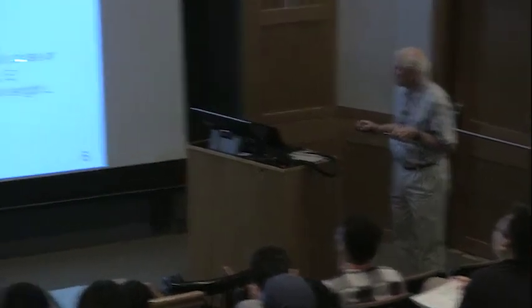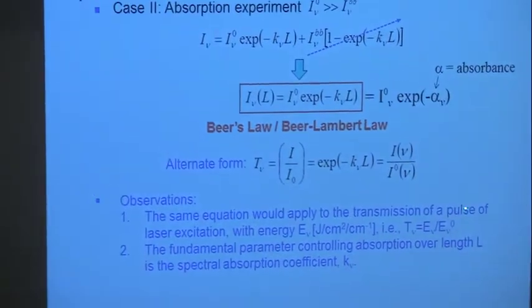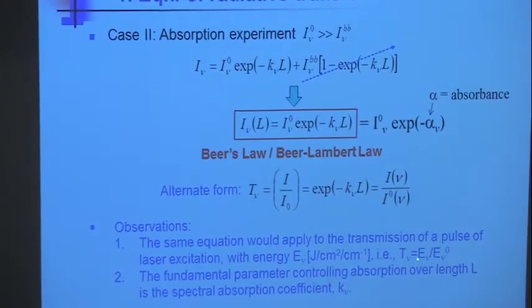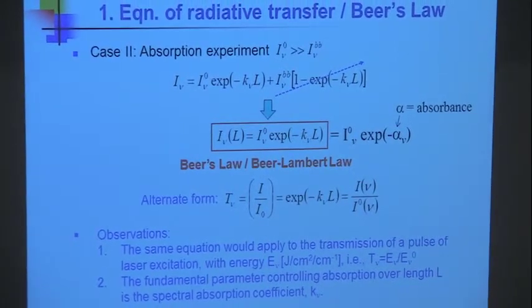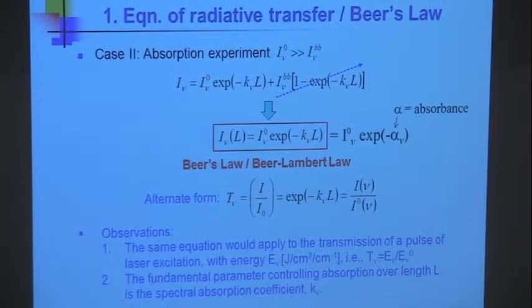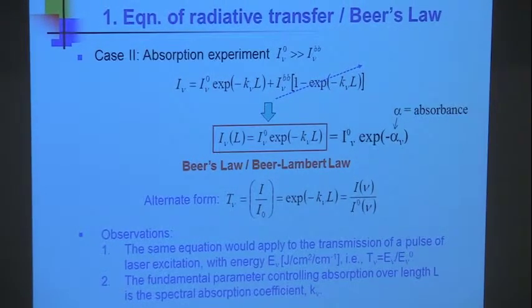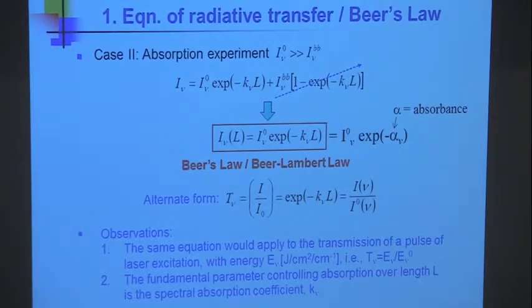This equation would also apply to transmission of a pulse of light at frequency nu, so we could think of this as E nu over E nu 0, as well as intensity of a continuous source, because it's just fractional attenuation of the photons. The question then is, how is K nu related to these fundamental molecular parameters?